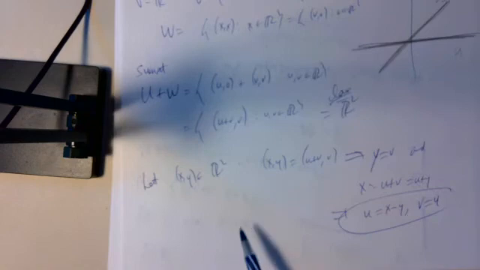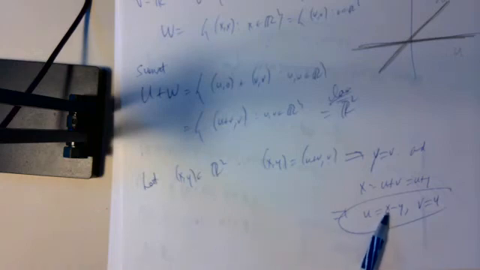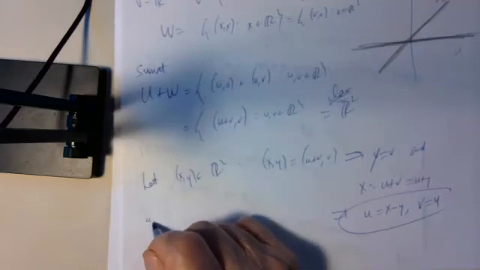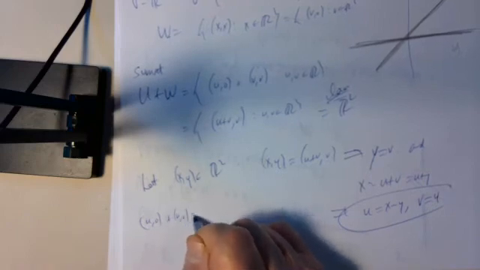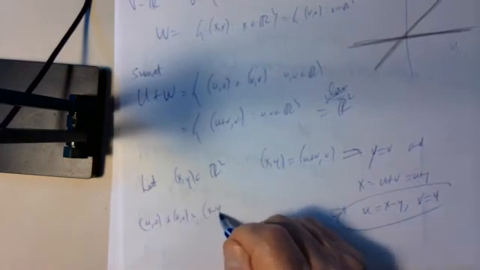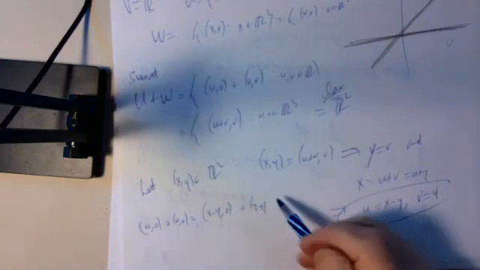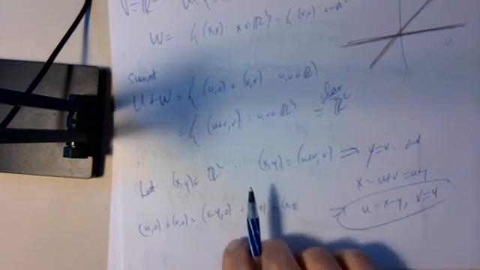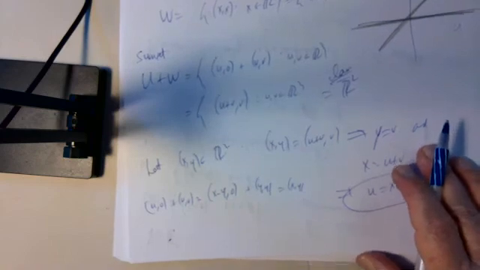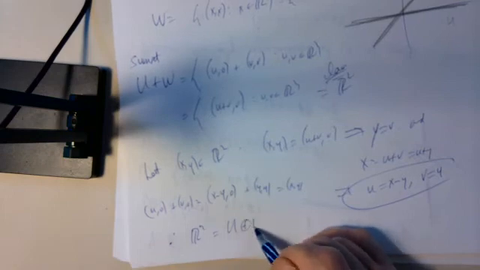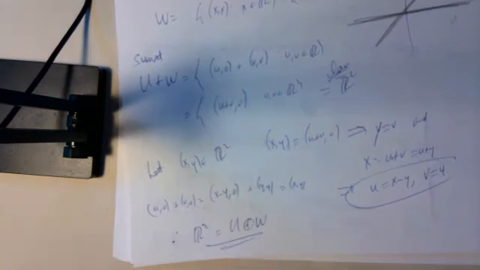So, in fact, every vector (x, y) is in this subspace, and in a unique way. Because if I take (u, 0) plus (v, v), where u is x minus y, so (x minus y, 0) plus (y, y), when I add them, I get (x, y). So therefore, R2 is U direct sum W.